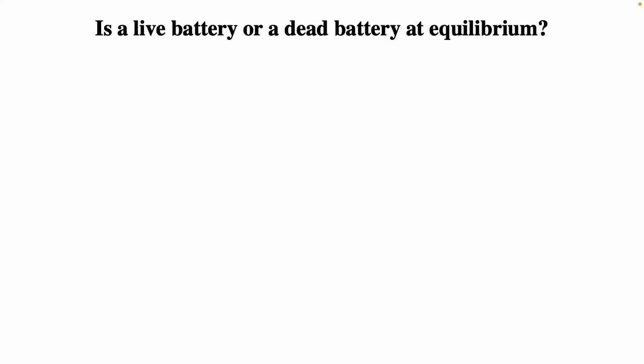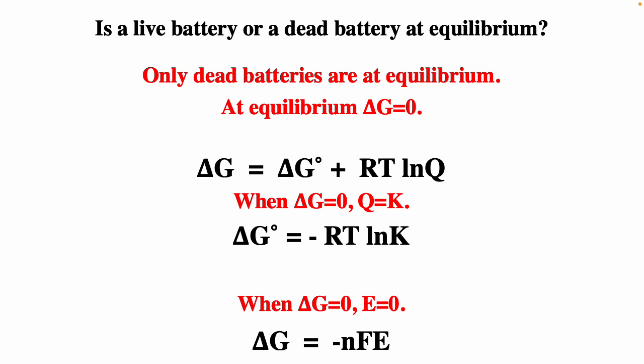So is a live battery or a dead battery at equilibrium? And so it's kind of an interesting question. And it turns out only dead batteries are at equilibrium. If your delta G naught is 0, or if your delta G is 0, that means you're at equilibrium. And remember our equation down here, delta G equals minus nFE. And so if delta G is 0, that means the potential will be 0.